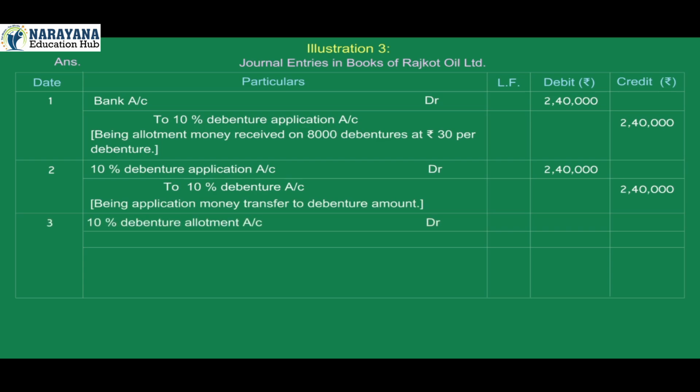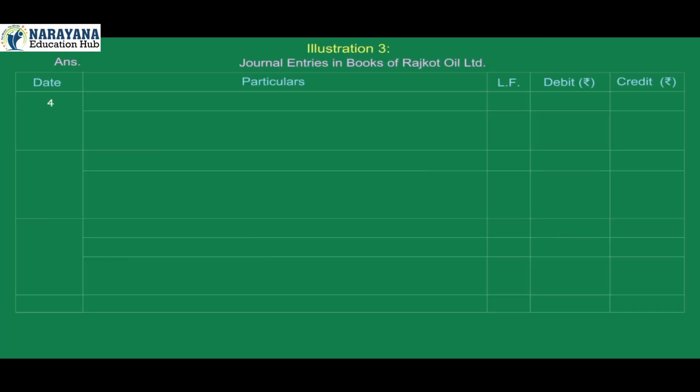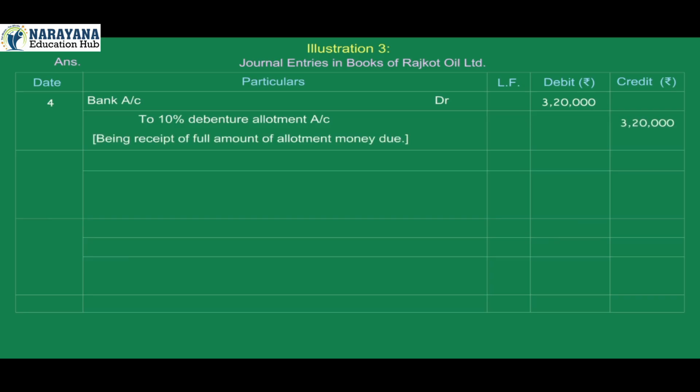3. 10% debenture allotment account debit 3,20,000. Discount on debentures account debit 80,000. To 10% debenture account credit 4 lakh. Being allotment money due at Rs 40 per debenture after a discount of Rs 10. 4. Bank account debit 3,20,000 to 10% debenture allotment account credit 3,20,000. Being receipt of full amount of allotment money due.